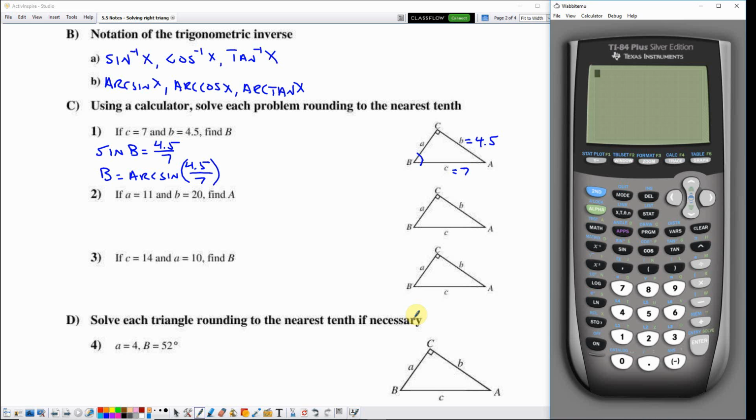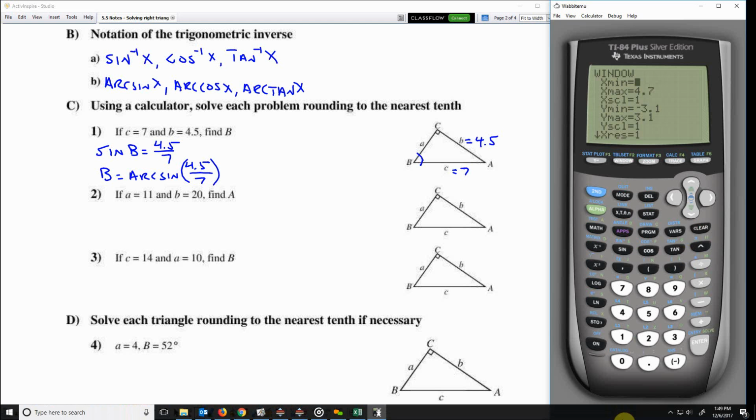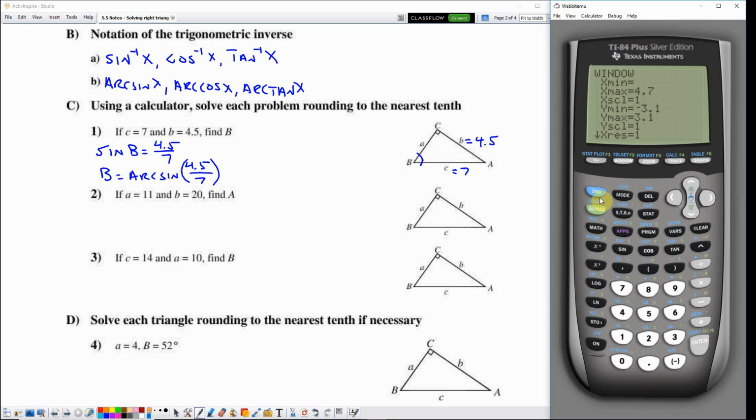So we've got our calculator ready, and the first thing I want to do is check my mode and make sure I'm in degrees. If radians is highlighted, we need to come down and highlight degrees and then clear out of this. I'm already in degrees, so we're good to go.